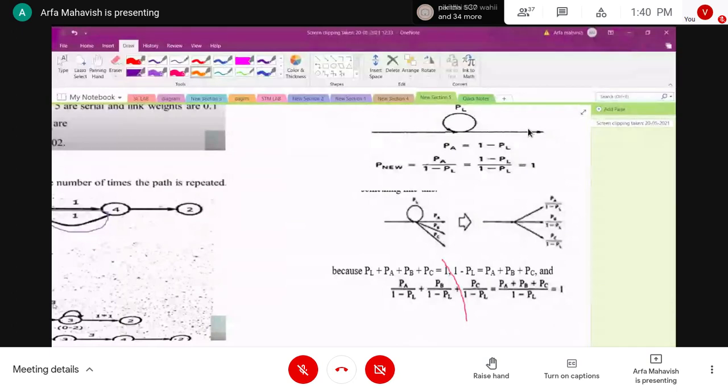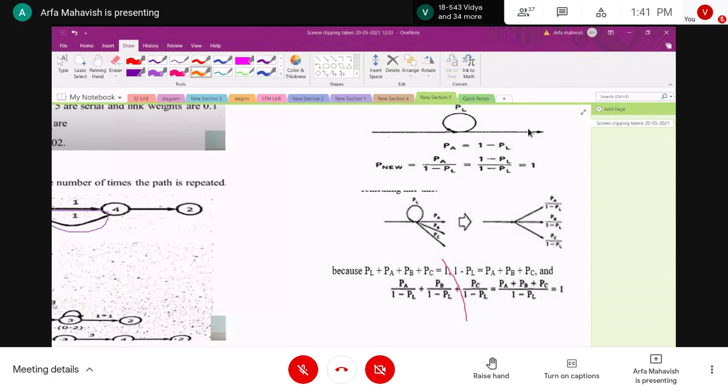Okay, for the serial case, if you must do both things and their probabilities are independent. For example, here the loop node has a looping probability PL and a probability of not looping PA. PA is nothing but 1 minus PL, right? So in this rule, we are replacing the outgoing probability with 1.